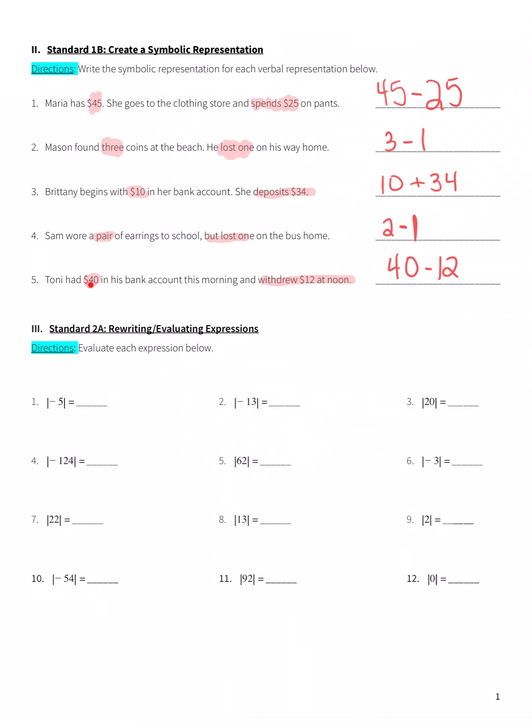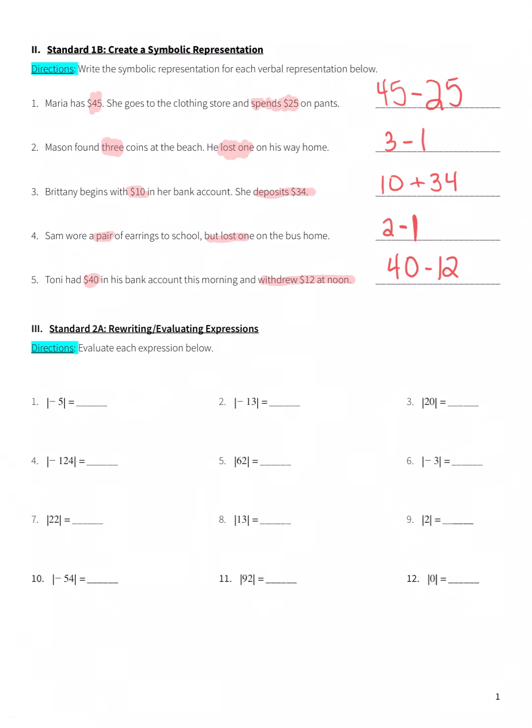Tony had $40 in his bank account this morning and withdrew 12 at noon. So Tony started with 40 and then withdrew 12. When you're withdrawing money, you're taking it out. So that means it's a decrease. There's less money. So it's 40 minus 12. All right. Make sure that you have the correct information in your notes before you move on.